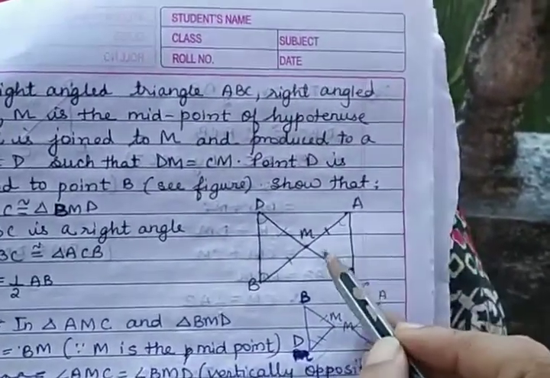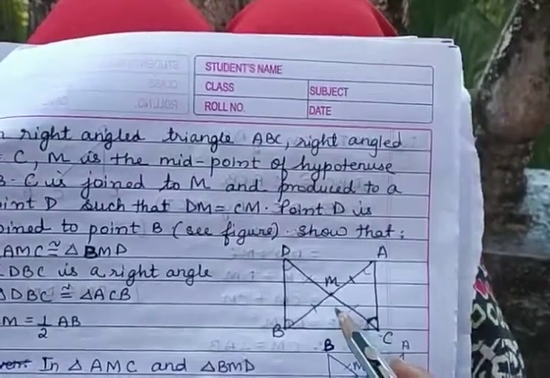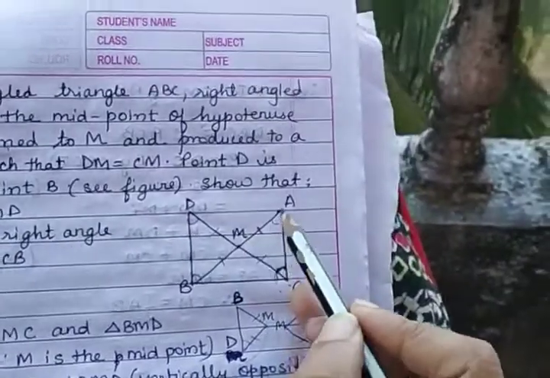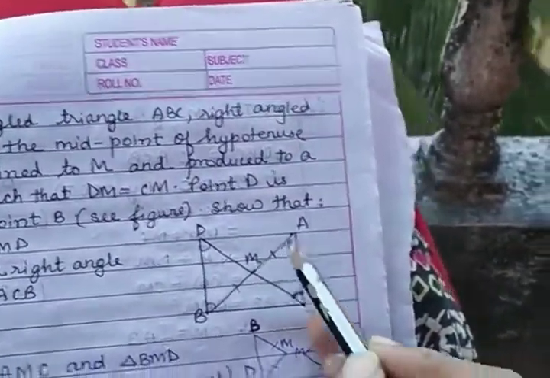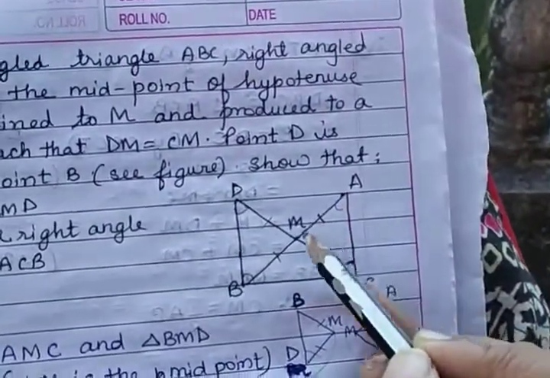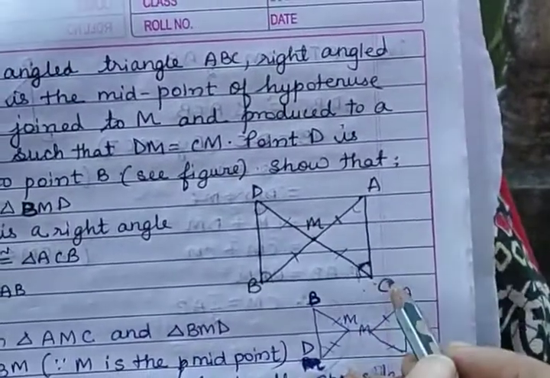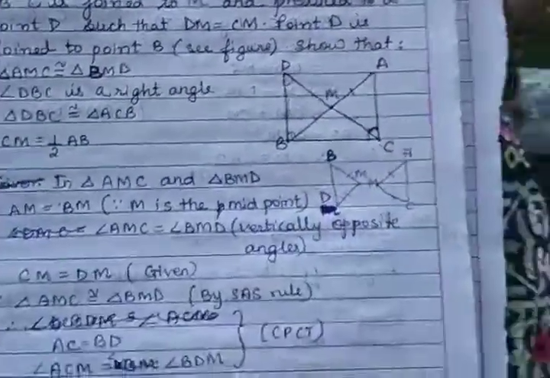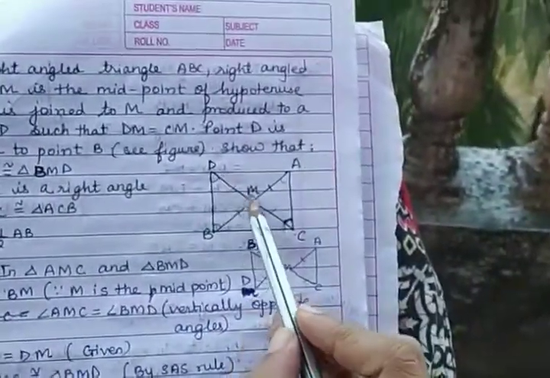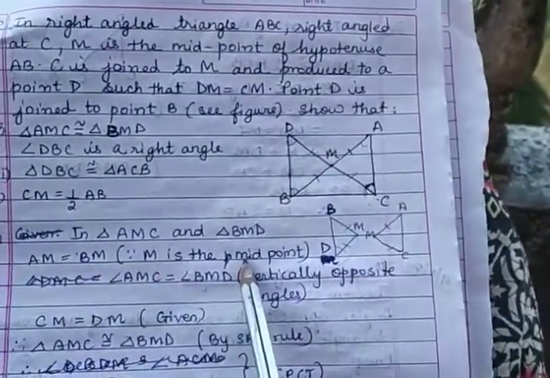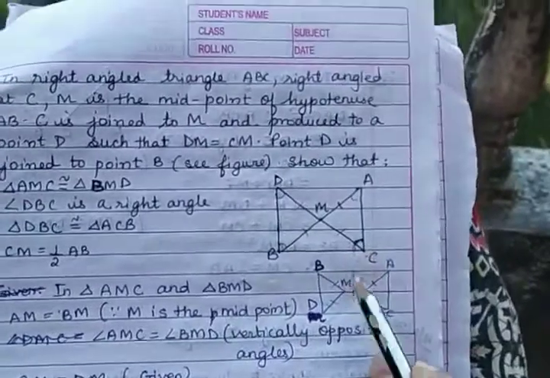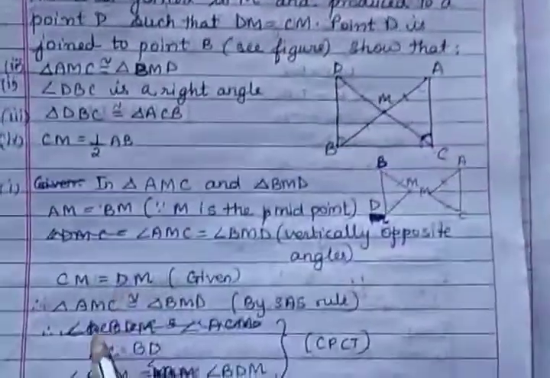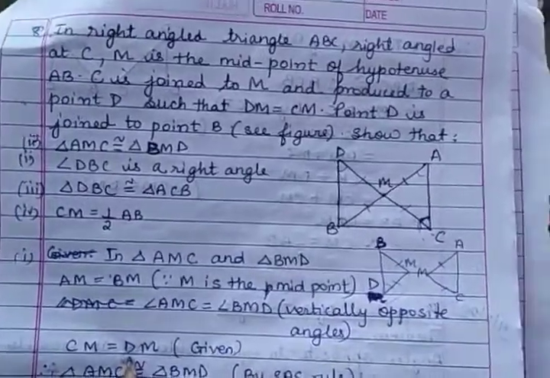Also, it is given that CM is equal to DM. This is given to you because M is the midpoint, so you know AM is BM. Also it was given to you that CM is equal to DM, correct? Now AM is equal to BM because M is the midpoint, and CM is equal to DM because it is given to you in the question. So that is your other condition.